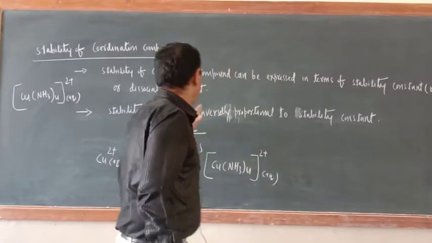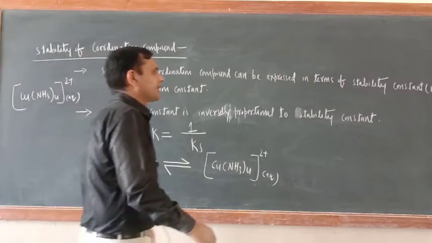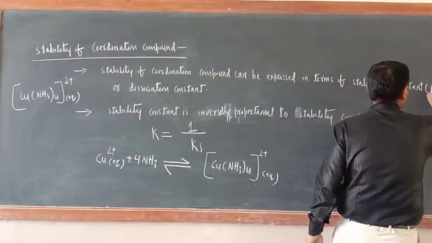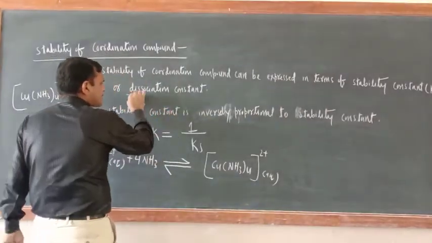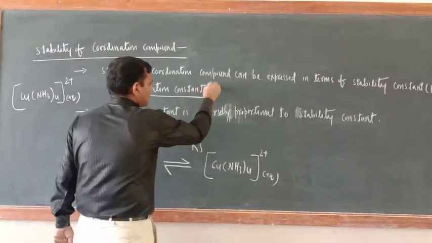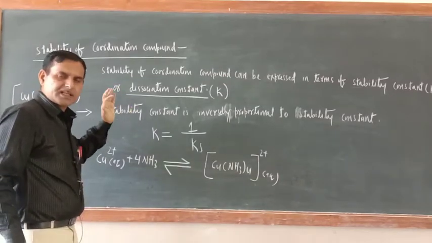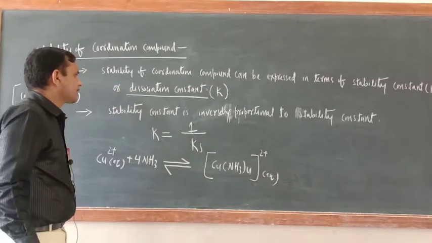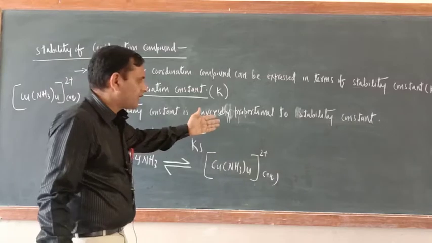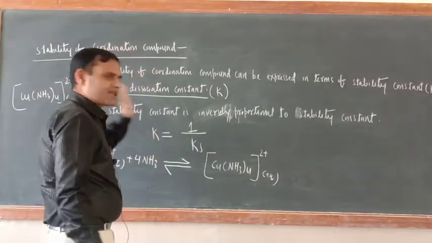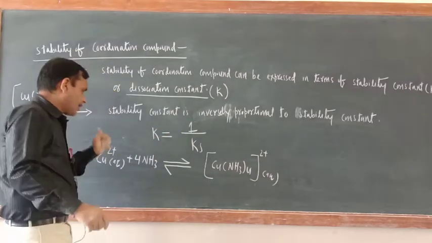The stability of a coordination compound can be expressed in terms of the stability constant, that is Ks, or it can be expressed in terms of the dissociation constant also. Dissociation constant means K only. So just see, one is Ks, the stability constant, the other is K, the dissociation constant. They are inversely proportional, so K equals 1 by Ks. Now try to understand.